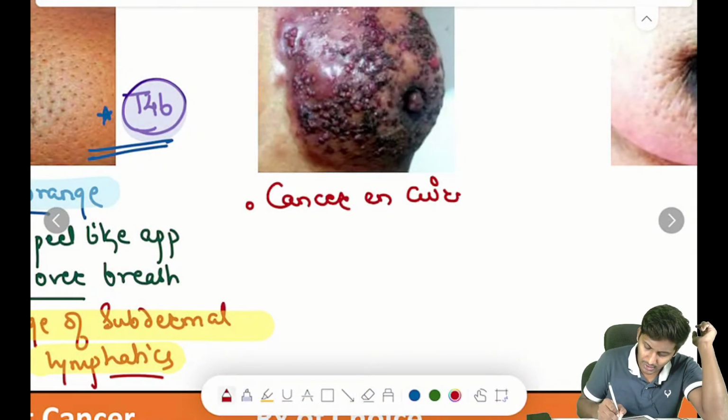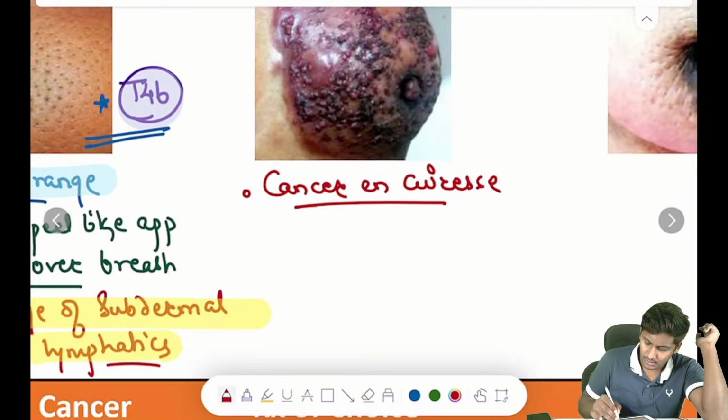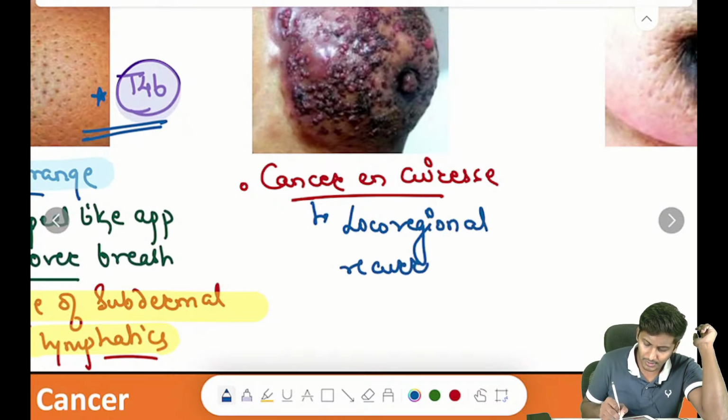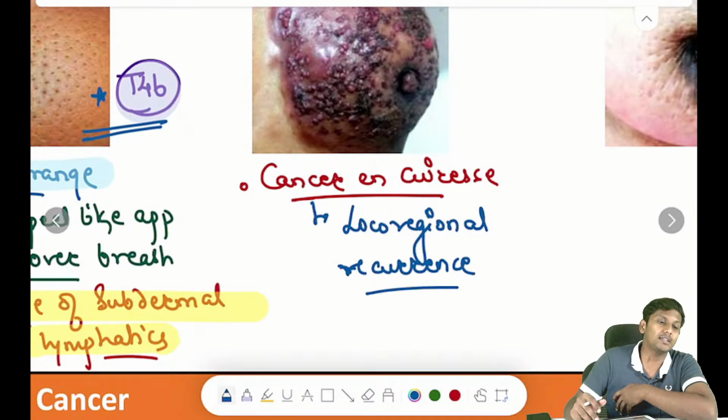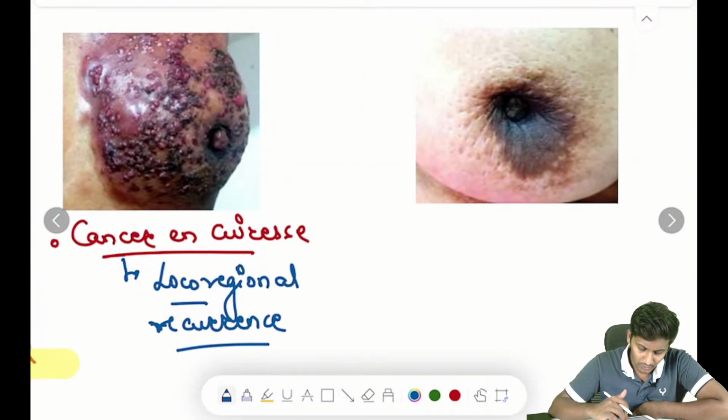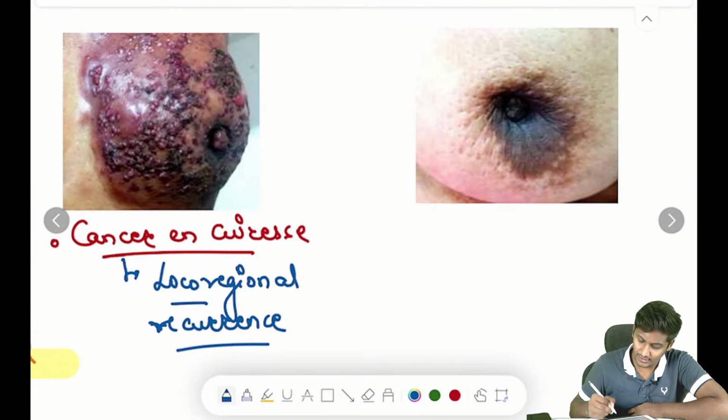This cancer en cuirasse, you have to remember, is suggestive of a local regional recurrence. That means you have already removed the breast cancer, but it has reappeared and is now spreading into the cutaneous lymphatics of the skin. Therefore, this is what is called cancer en cuirasse, which is suggestive of a loco-regional recurrence. So that has to be remembered.